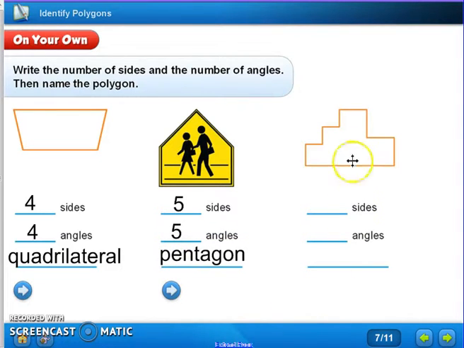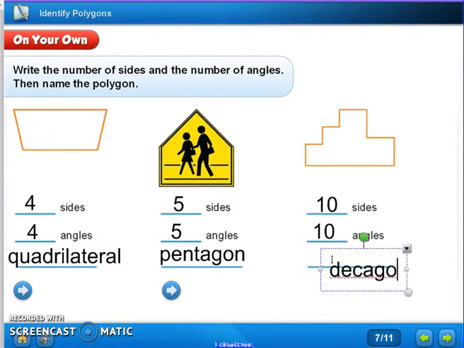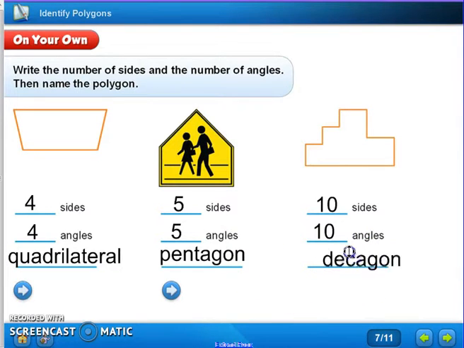Okay, and let's do our last one. Ooh, this is a tricky one. When we start counting sides, I think we should start from the bottom so we don't lose track. 2, 3, 4, 5, 6, 7, 8, 9, 10. Wow, a 10-sided figure. 10 sides, we know that it's got 10 angles. Does anybody remember what this one's called? Write it on your board. You got it. Brilliant. It's a decagon. Fantastic, because dec means 10.